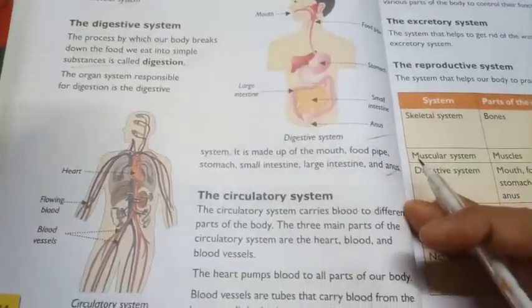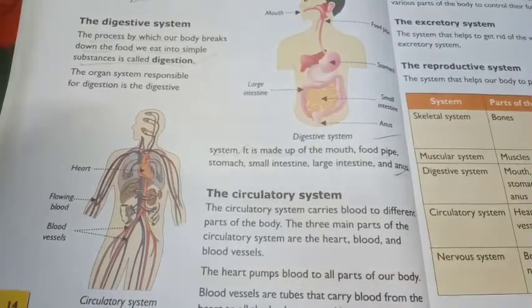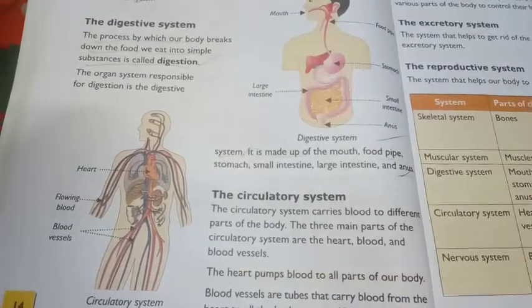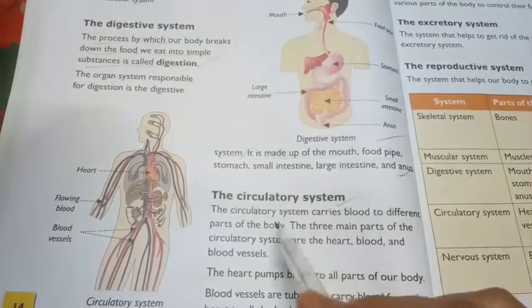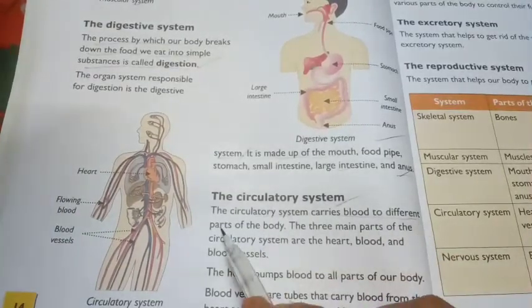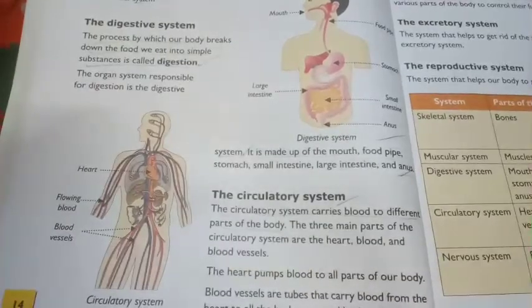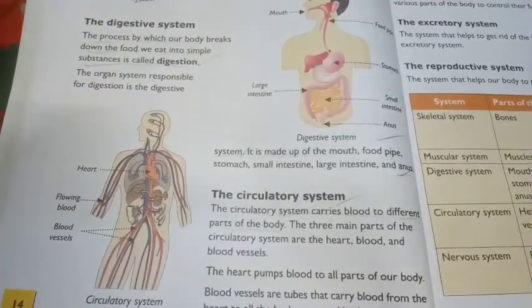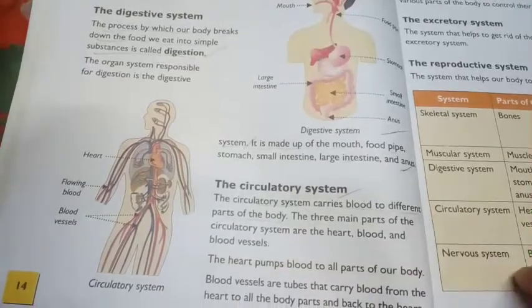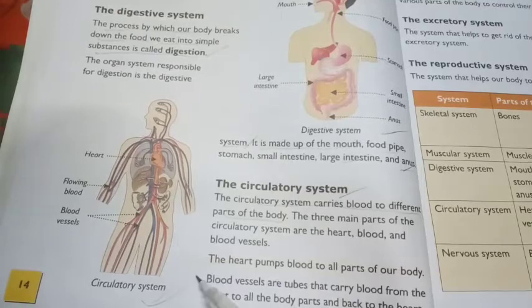Next, we have our circulatory system. The circulatory system carries blood to different parts of the body. Who carries blood to the different parts of the body? That is our circulatory system. Don't forget to look into our circulatory system.